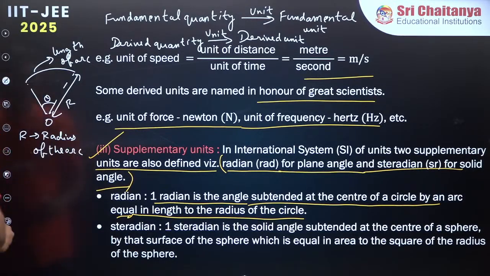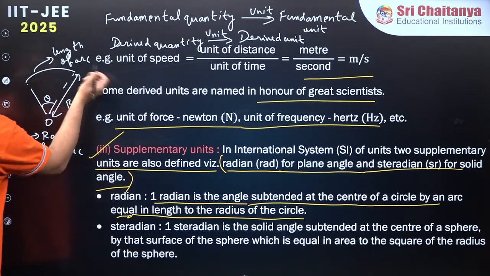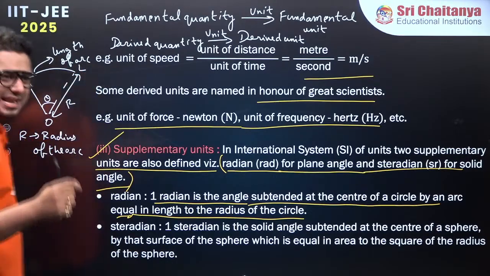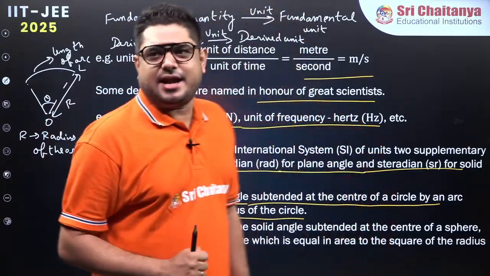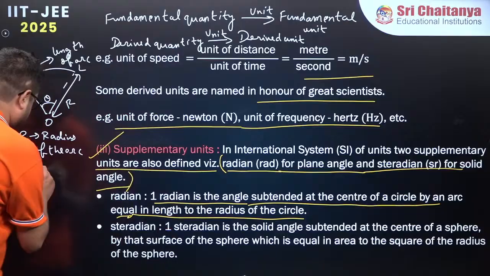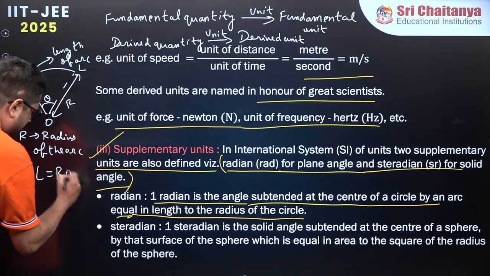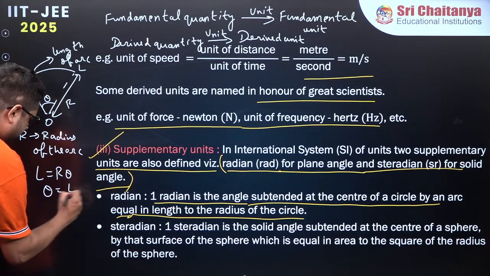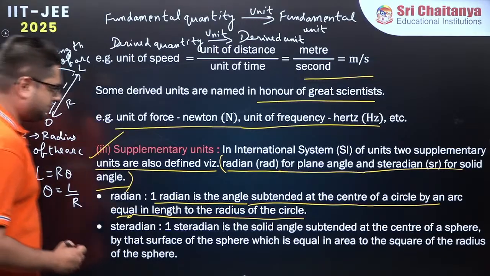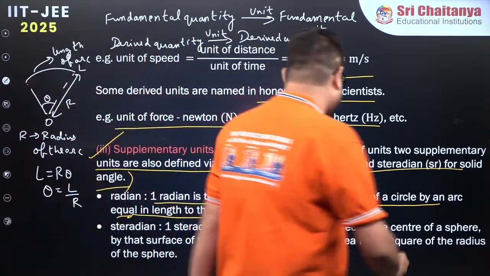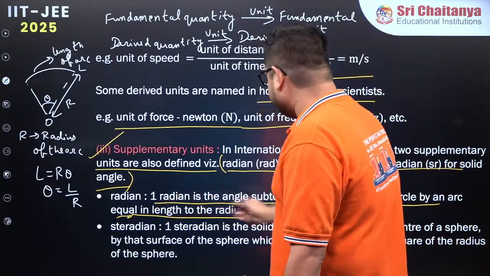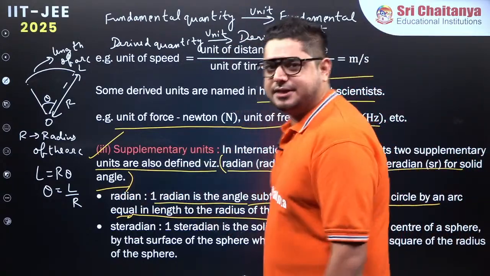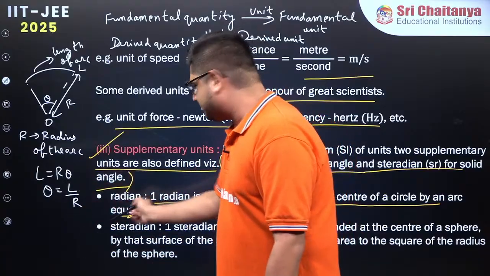So based upon this, I can write down that if the length of the arc is given by the symbol L, capital L denotes the length of the arc over here. So I can write down that L is going to be equivalent to R times theta. So theta can be written as the ratio of the length of the arc to that of the radius. That's what they are trying to say, an arc of equal length to that of the radius of the circle at the center of a circle. That's what they are trying to say in this statement.